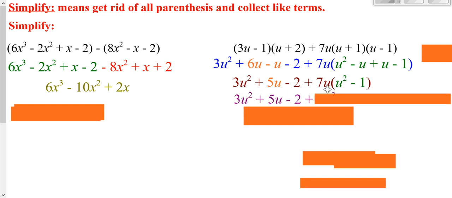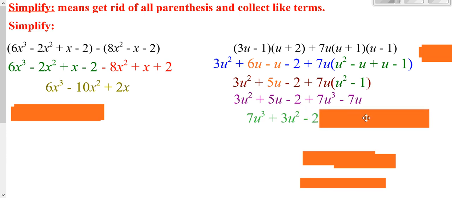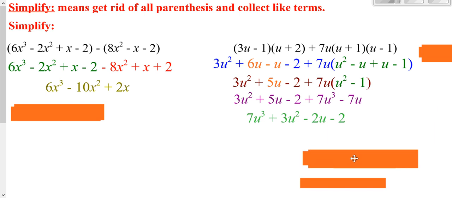Now I got to take my 7u times both of these terms. So 7u times 7u squared is a 7u cubed. 7u times minus 1 is a minus 7u. Now I can combine together my like terms. I only have one cubed, I'll bring that down. I only have one of the squareds, I'll bring that down. But you'll notice I have 5 of the u's minus 7 of the u's, and that's a minus 2 of the u's, and then bring down my minus 2.